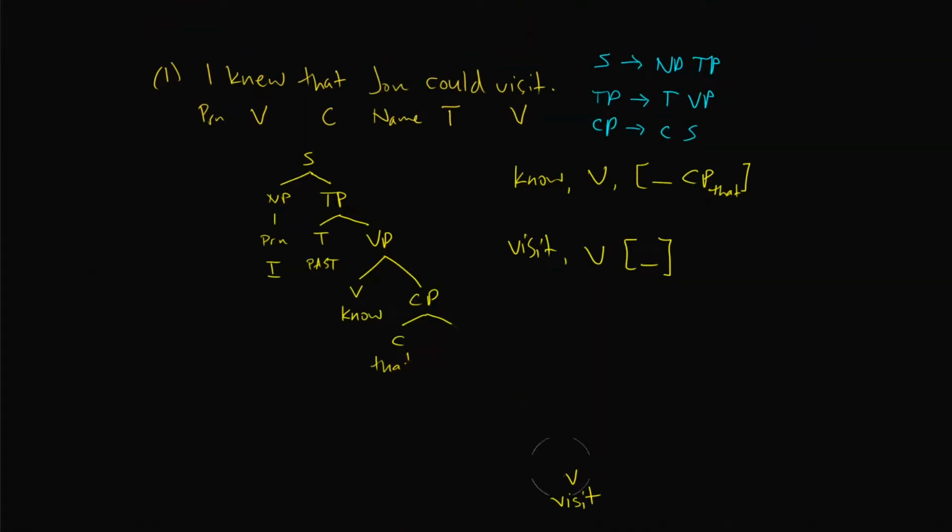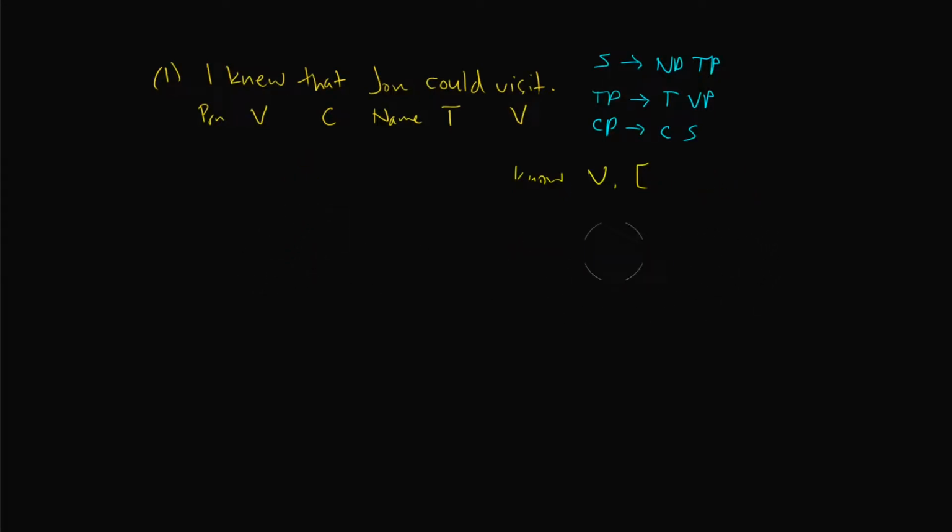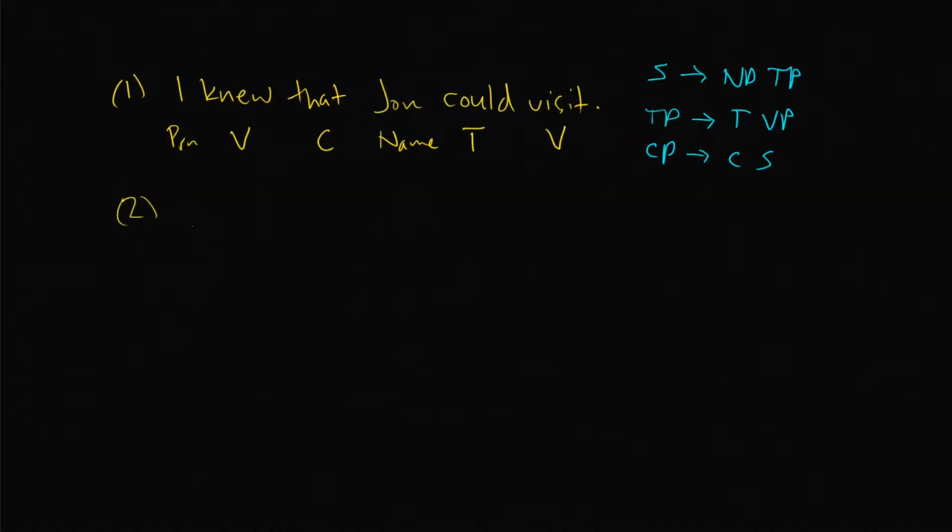So let's compare this to sentences similar to some of the ones on the homework. Similar to the first one here, but with the verb arrange. I arranged for John to visit. One of your tasks for the homework was to decide what these two elements are, for and to.